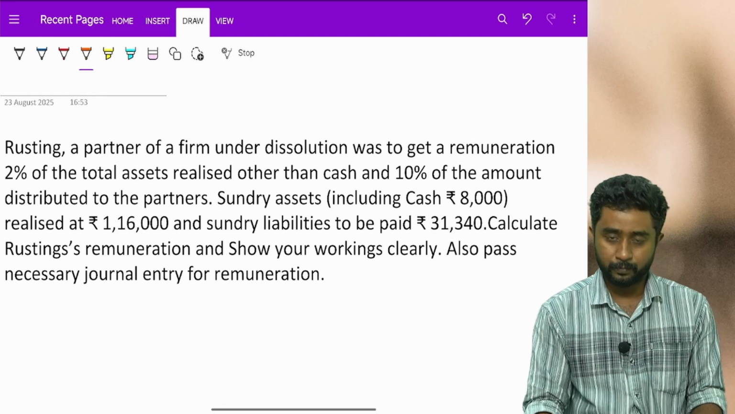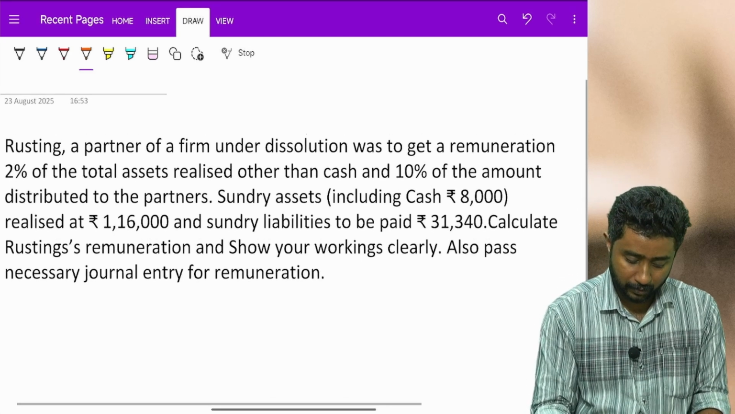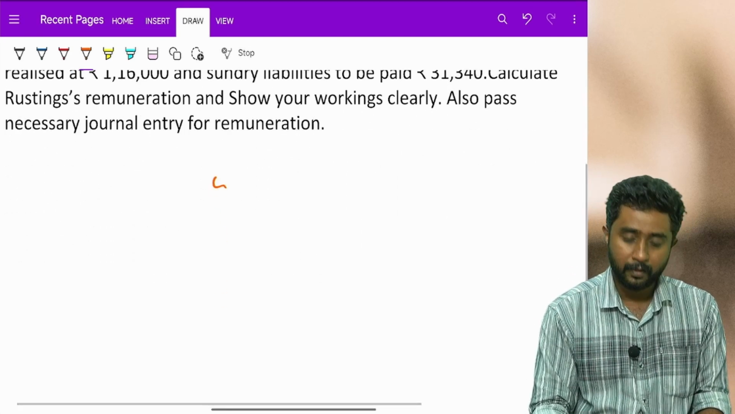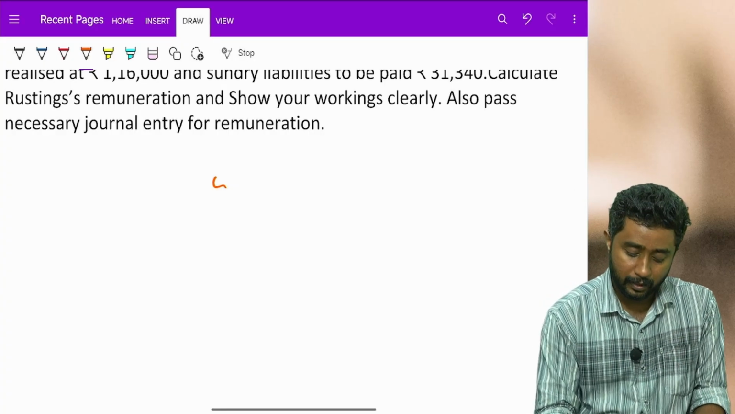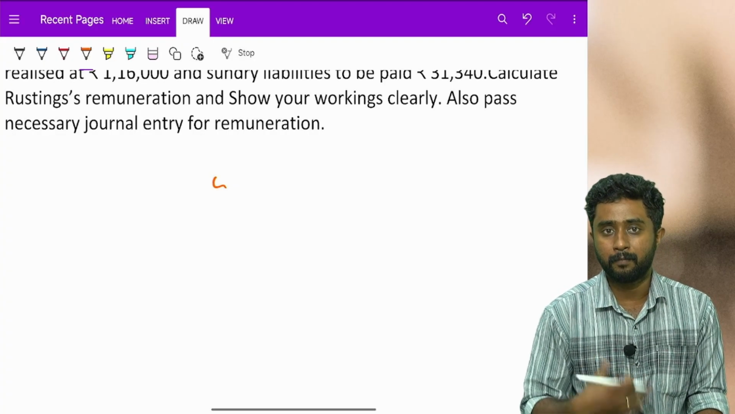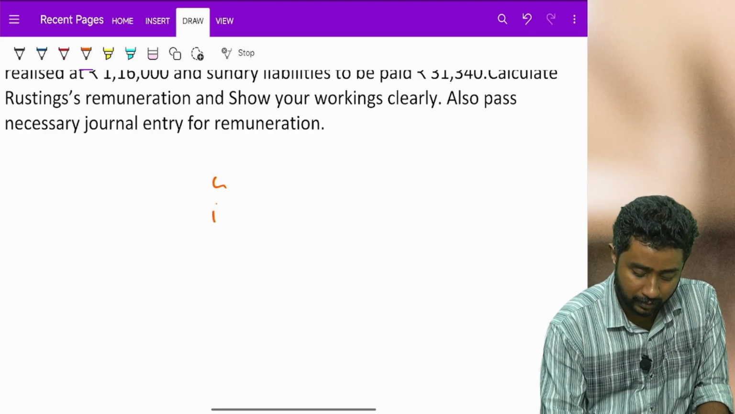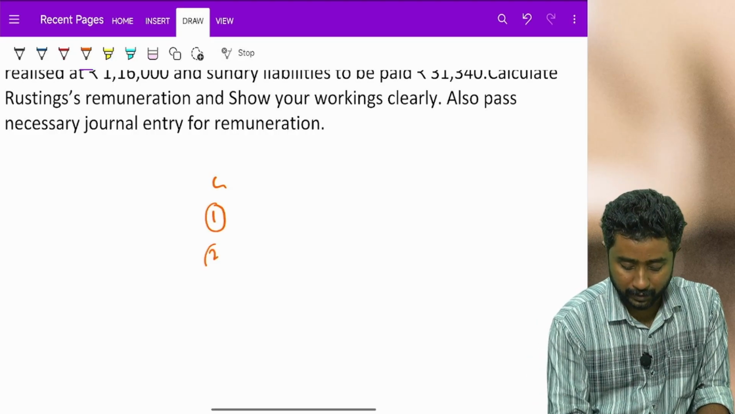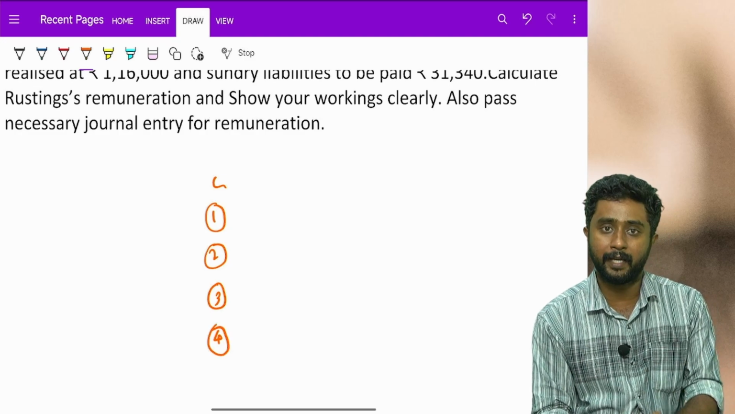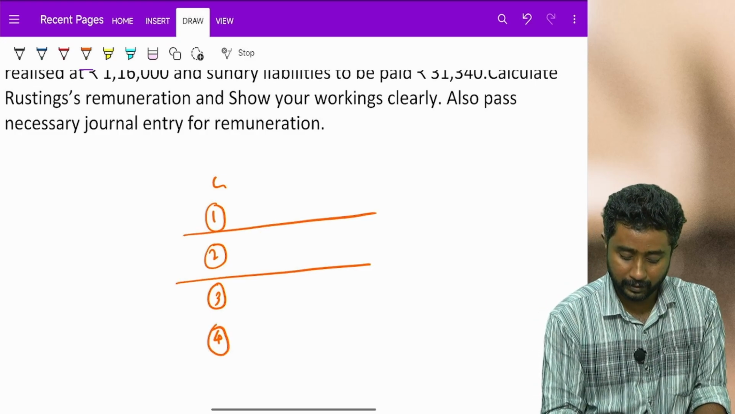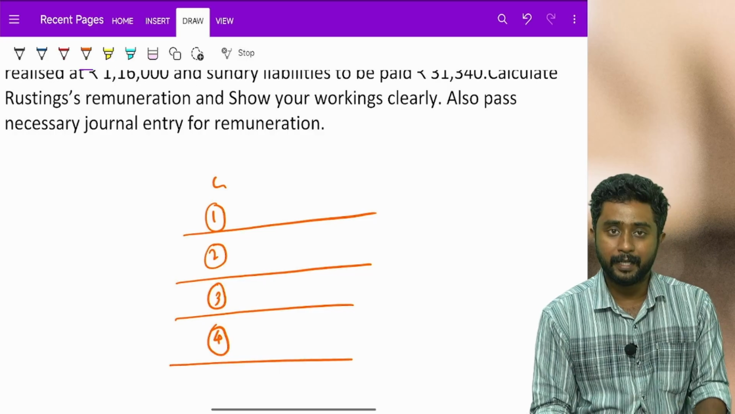Basically, you must have studied one concept. When you sell an asset at the time of dissolution, the money that we collect from the sale of assets is utilized in 4 ways, in a serial order, for paying these 4 things that we are going to discuss now in this order.